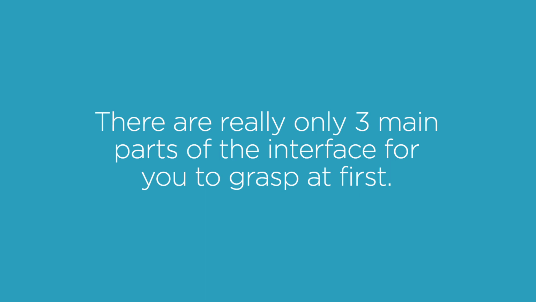In this clip, we're going to be learning about the interface and a little bit about project settings in Nuke. Now, there are really only three main parts of the interface for you to grasp at first. There's more than that, obviously, but if you just focus on these main three areas, it's really going to help you from feeling like there's just so much going on. How do I learn all of this? So I'm going to talk about those three areas and then just a little bit about what we do in each one. So let's go ahead and jump into Nuke.